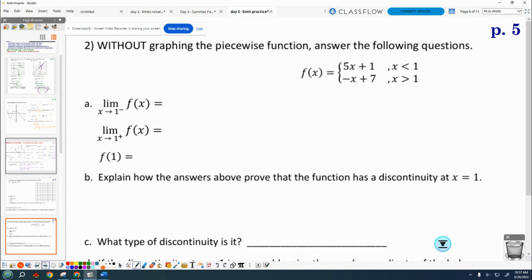So, Khalil, left side. Is the left side numbers less than 1 or numbers bigger than 1? Less than 1.